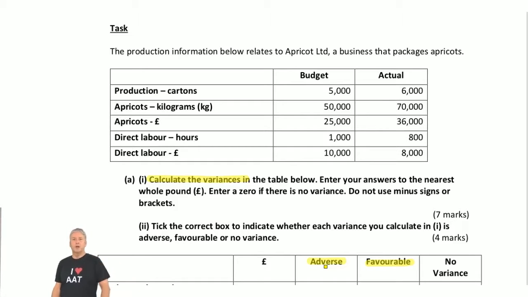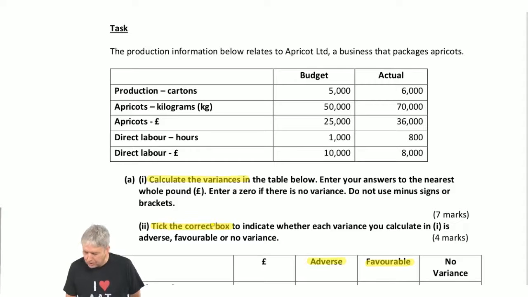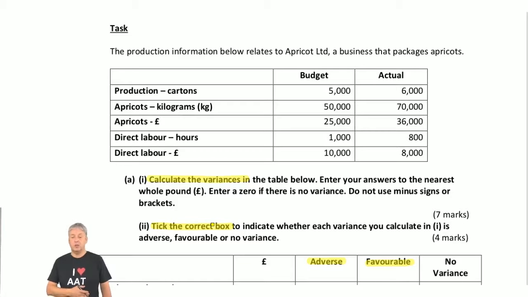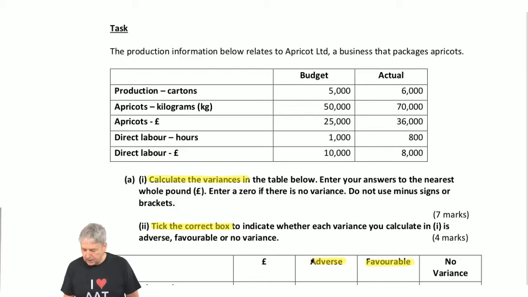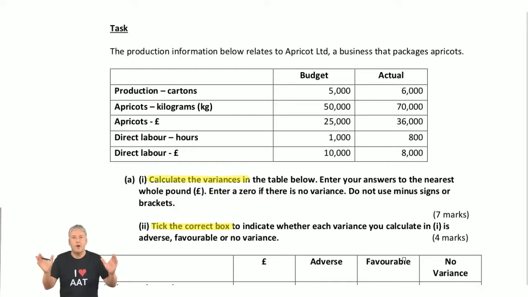And I'm sorry, I've just got ahead of myself. Part 2, tick the correct box to indicate whether each variance you calculate in one is adverse, favourable, or there is no variance. So pretty straightforward stuff. I'm hoping this is something that you are very well prepared for. This is something that you can just do. If you can't, you better make sure that you can just do it when it comes to the exam proper.